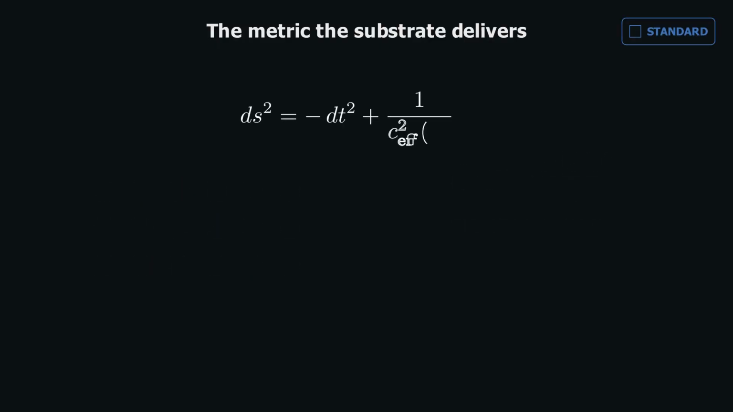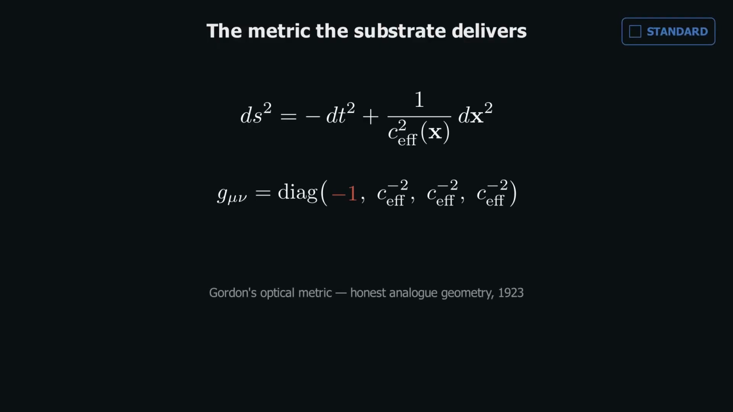Long wavelength modes then write an optical metric: minus dt squared, plus 1 over c effective squared, times dx squared. Written out as a matrix, the time entry is -1, and the 3 space entries are 1 over c effective squared. All of that is honest analog geometry. It is Gordon's optical metric, 100 years old, and Chapter 6 computed its exact curvature.